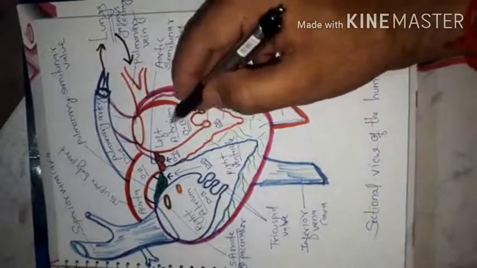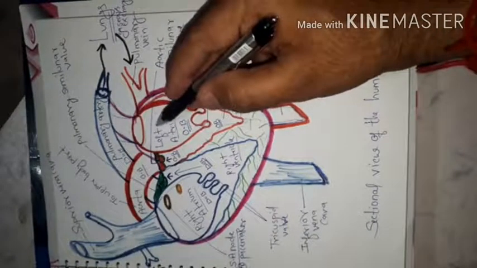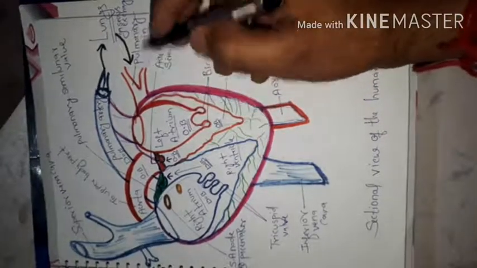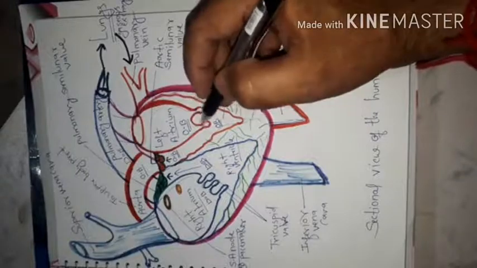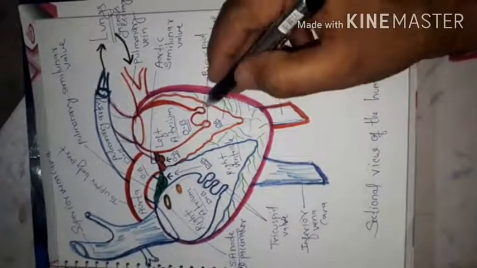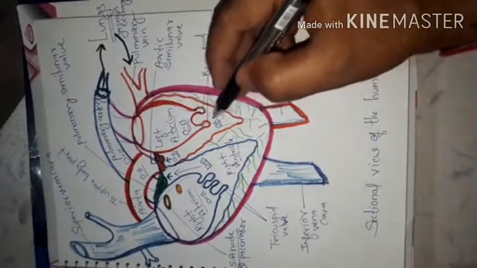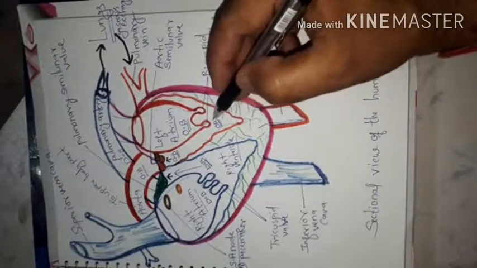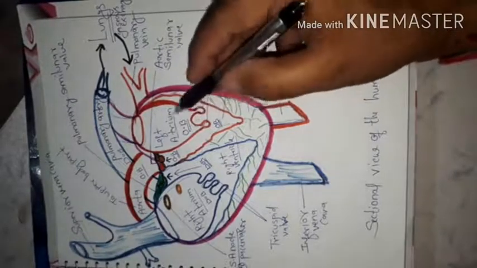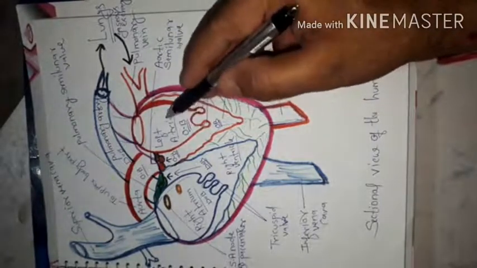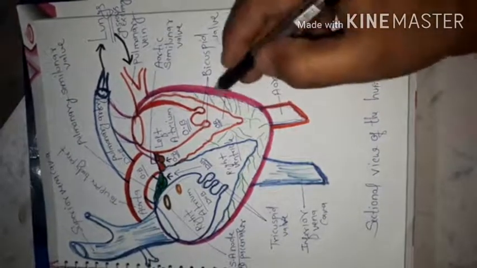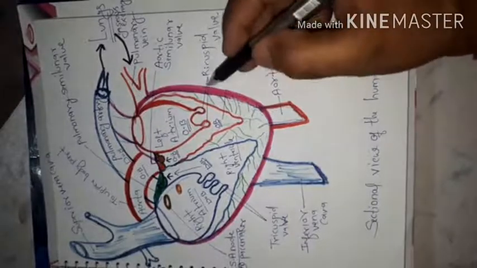Then when oxygenated blood goes into the left atrium by the pulmonary vein, pressure will be created, hence this valve, the bicuspid valve, will open and all the oxygenated blood goes into the left ventricle. All the oxygenated blood from the left atrium goes into the left ventricle by the opening of the bicuspid valve.